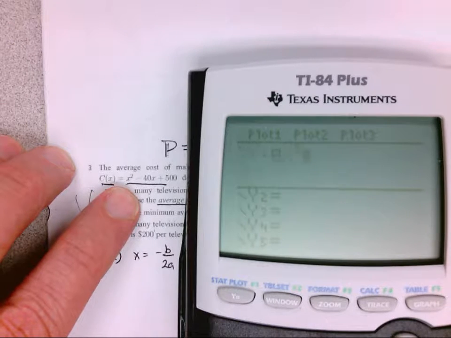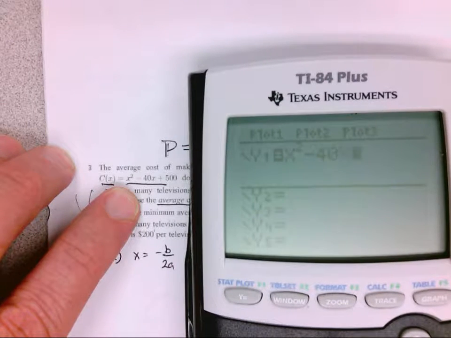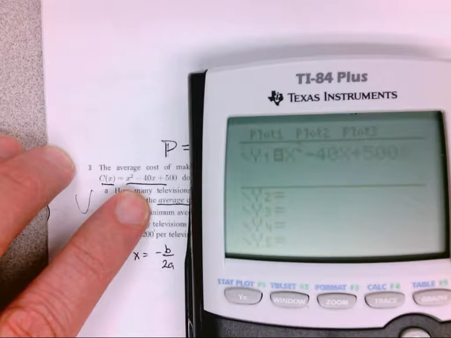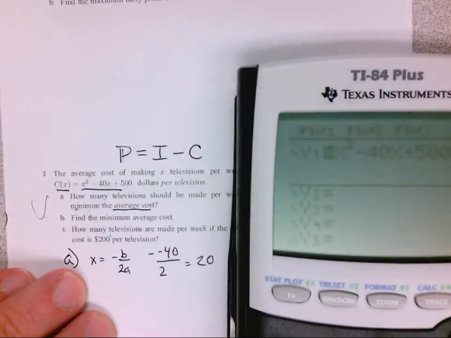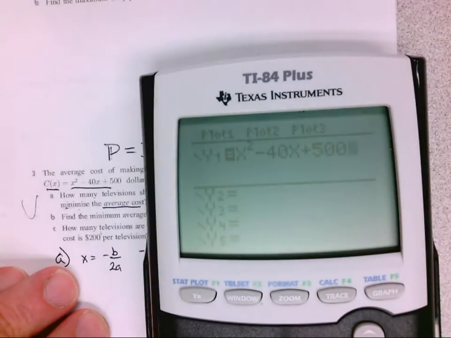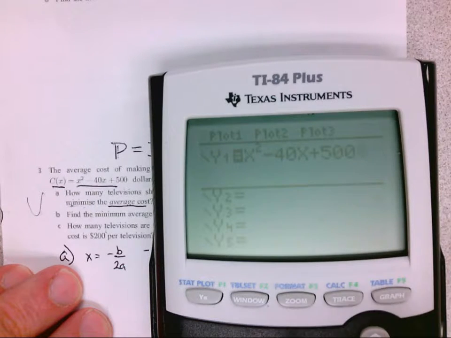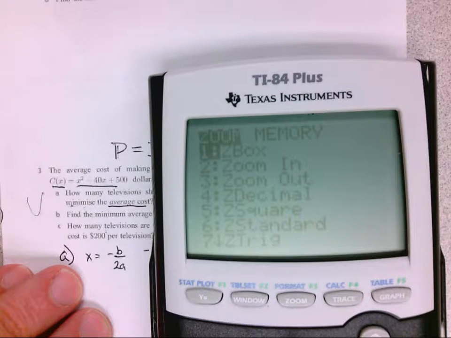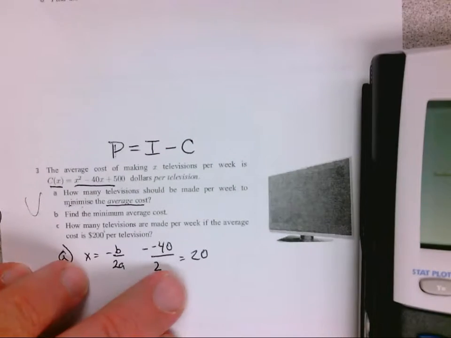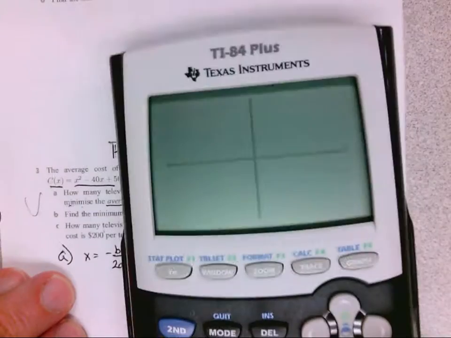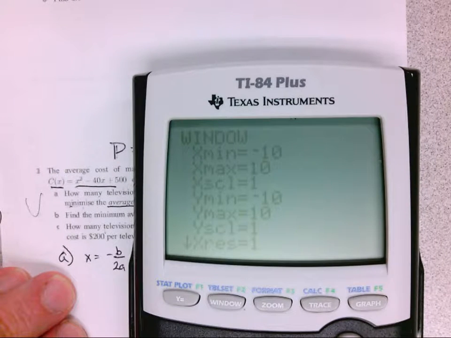X squared minus 40x plus 500. And you remember my last window was different for a different problem, so I need to adjust my window. I don't think I'm going to need to go up quite as high, so I'm just going to guess. I'm going to try zoom 6 just to see where it's at. Okay, well, let me think about my answer. My minimum happened at 20 there, so I'm thinking through my window. I don't need negative. I don't need a negative cost function there.